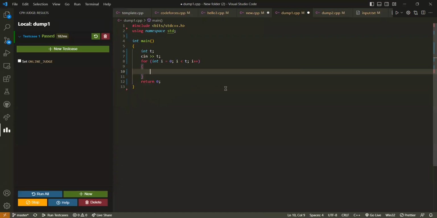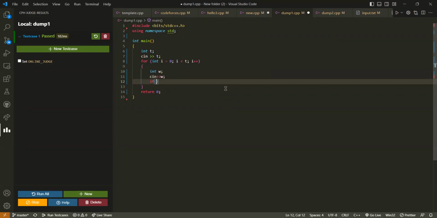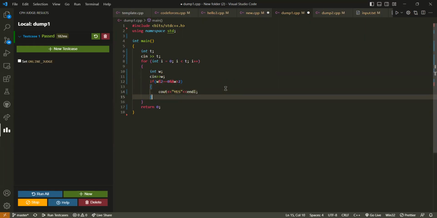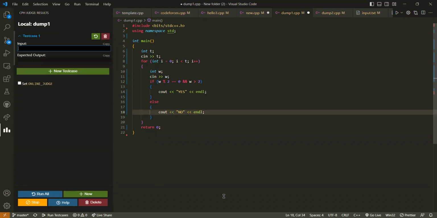So we will take input W. If W mod 2 equals to 0, that is W is divisible by 2, and W is greater than 2, then we can print yes. Otherwise, we print no. Okay, is this thing clear to everyone? Yes, sir.